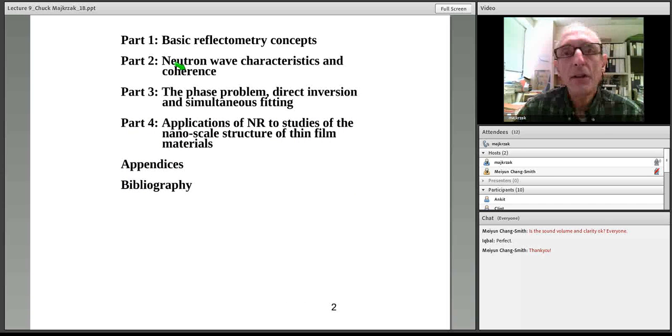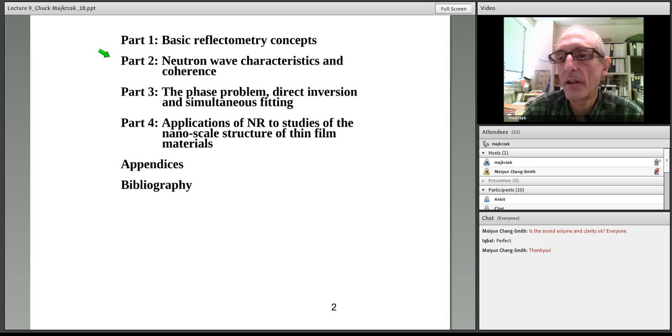So here are the 4 parts of this presentation. The first part will focus on basic reflectometry concepts. What is reflectometry about? Why does it have a special connotation? What is different about it than, say, diffraction? Part 2 will discuss something about neutron wave characteristics and coherence.